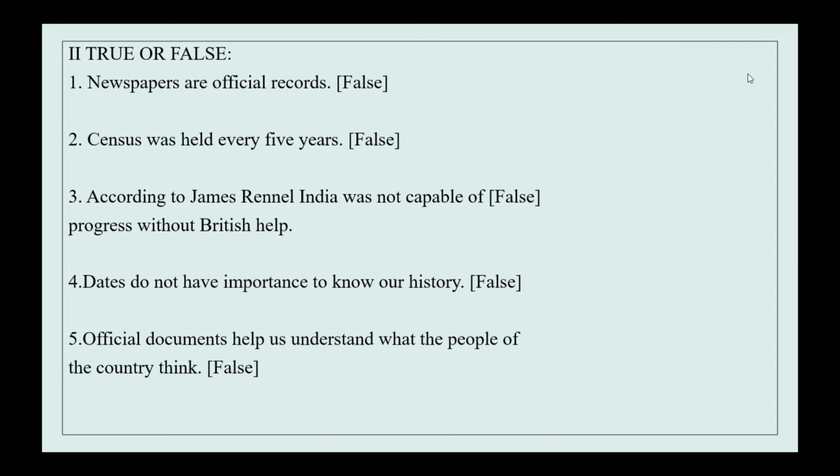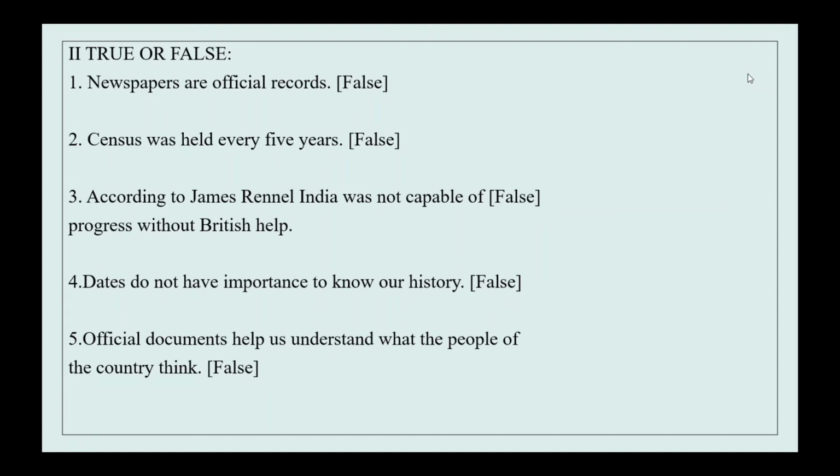Now, let me ask you true or false. First one is, newspapers are official records. True or false? No, it's false. Official records are government's letters, documents, their orders, decisions, agreements. These are all the official records.